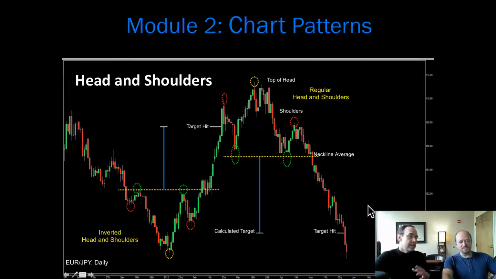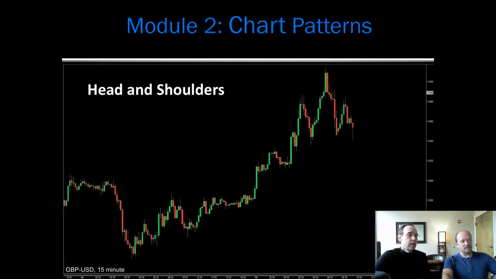Wow. And I say unique just because you have an inverted followed by a regular head and shoulders, but you typically see these head and shoulders quite frequently with the various markets. Mm-hmm. This is powerful. Okay, next one here.